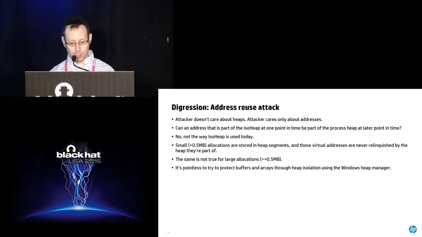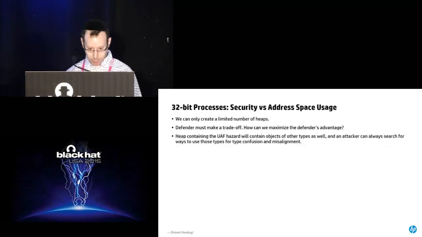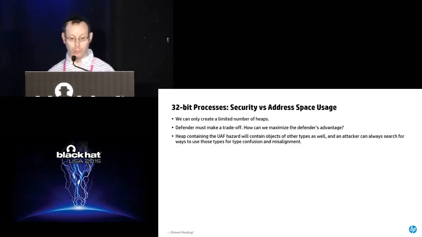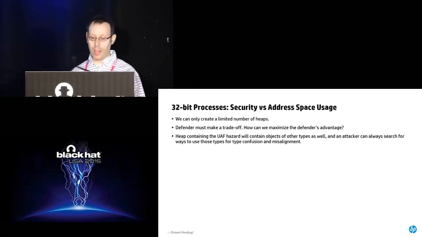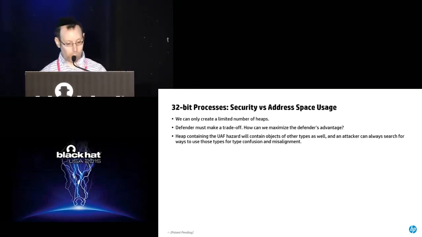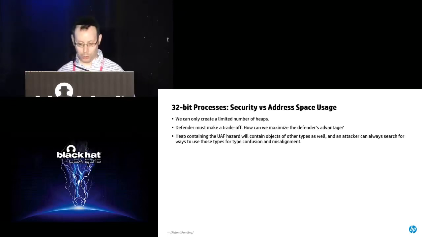Bottom line is, the best way is to keep array and buffer allocations on the default heap and have a separate isolated heap for every type of scalar allocation. Then those isolated heaps will be completely immune to type confusion and misalignment issues. So having a separate heap for every scalar type is highly beneficial, but the drawback is that it may be too wasteful of address space in a 32-bit process where address space is a scarce resource. We're faced with a trade-off between security and address space usage.